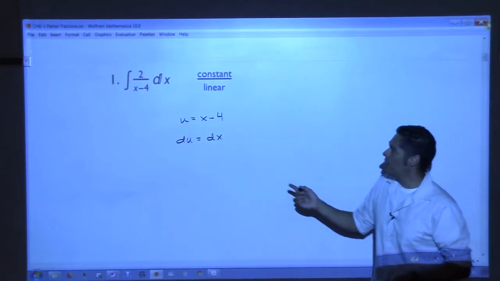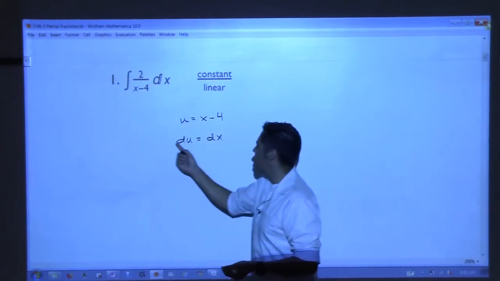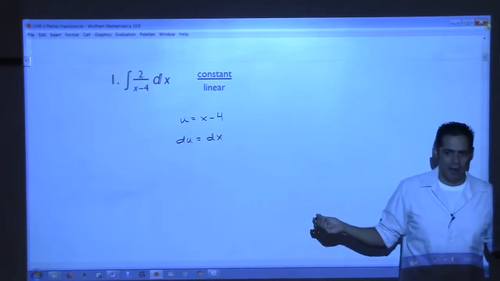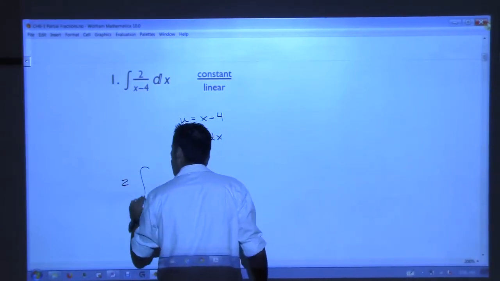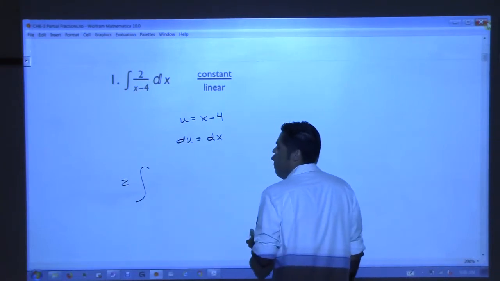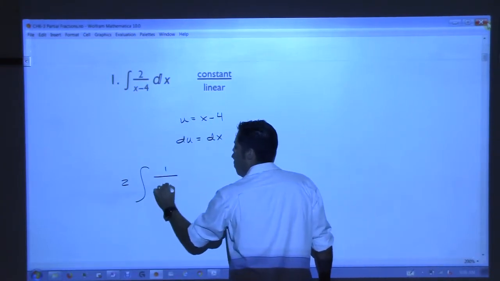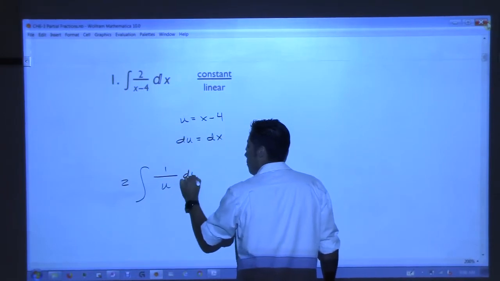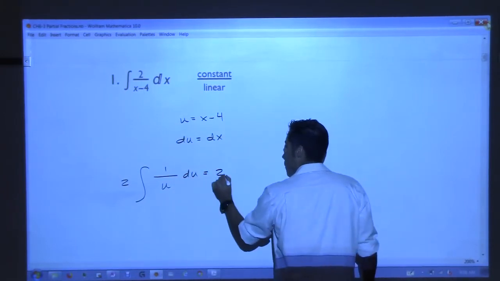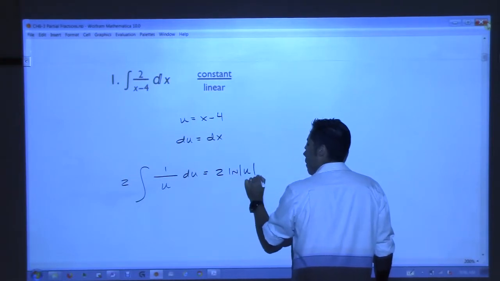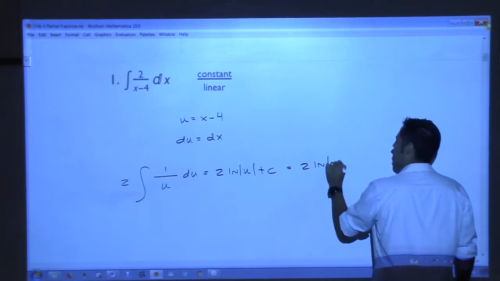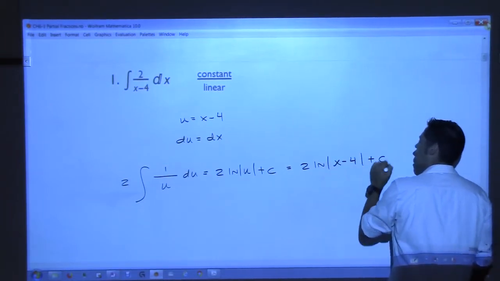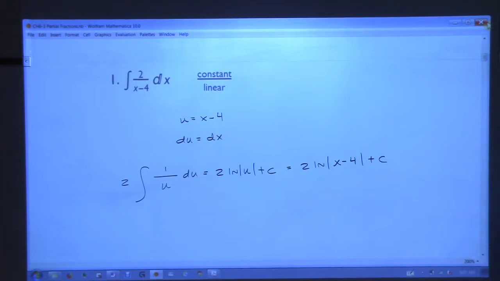So I have 2 options here. I can either pull the 2 out, or I can just multiply both sides of this by 2. Either way, it would match. I'm just going to choose to pull the 2 out. So this is 2 times the integral, and then what does this turn into? 1 over u, and then du is dx, so du. And then what's the antiderivative of 1 over u? ln absolute value of u, plus c. And then what is u? x minus 4. Okay? So that would be the procedure that we would go through for this.